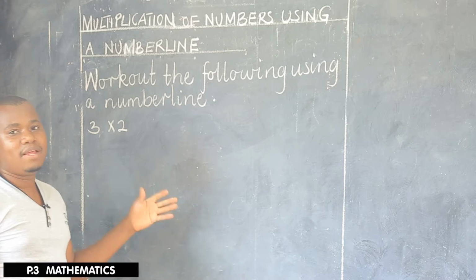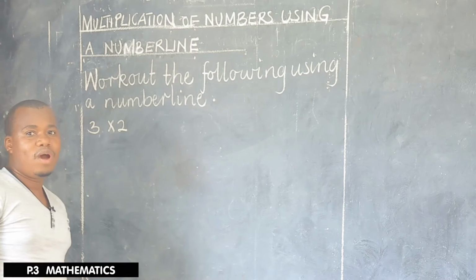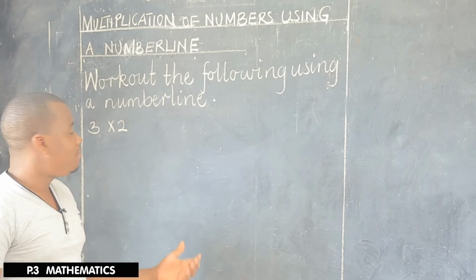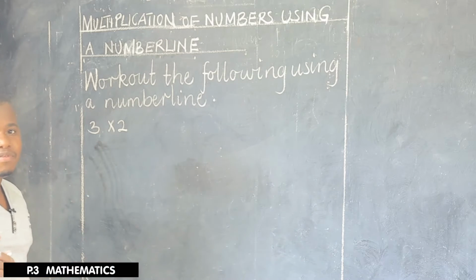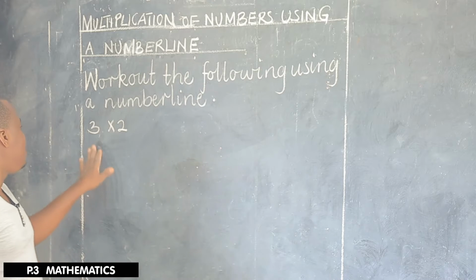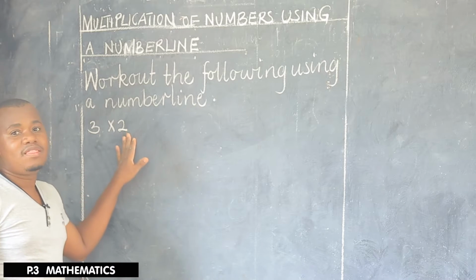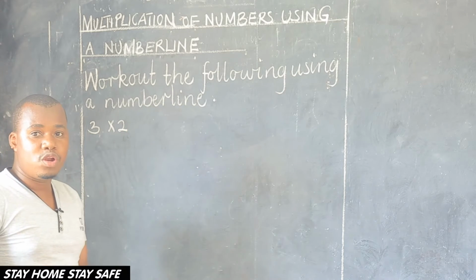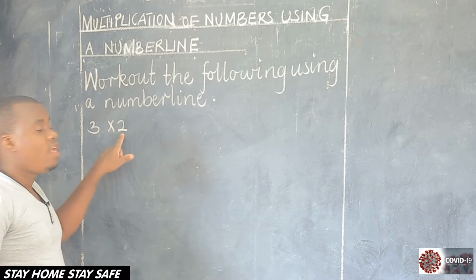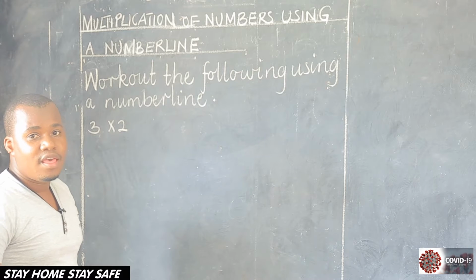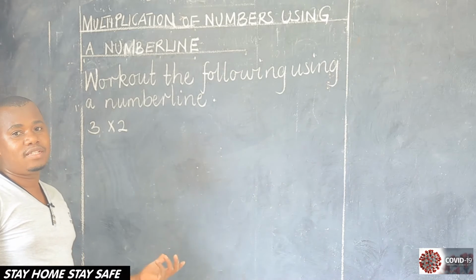Multiplication of numbers on a number line. We have 3 times 2. So what do we do? When we are multiplying, you remember the other time when we were beginning multiplication, there's something that I told you. What is the meaning of 3 times 2? This is going to help us on a number line too. 3 times 2 means 3 groups of 2 items.